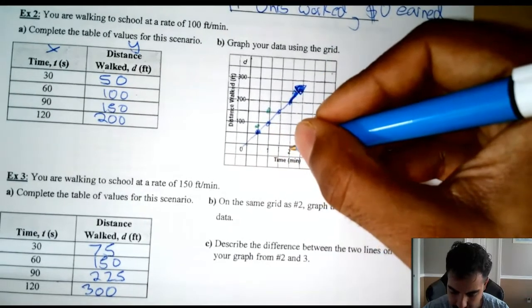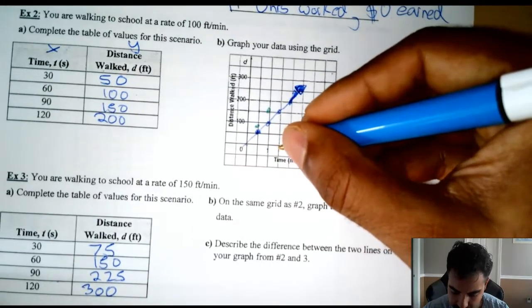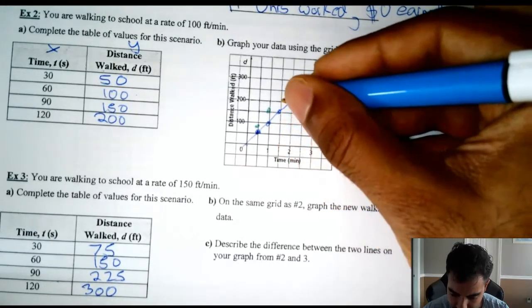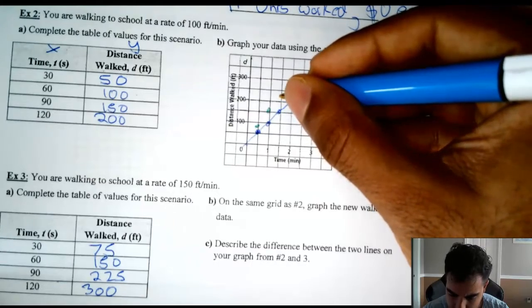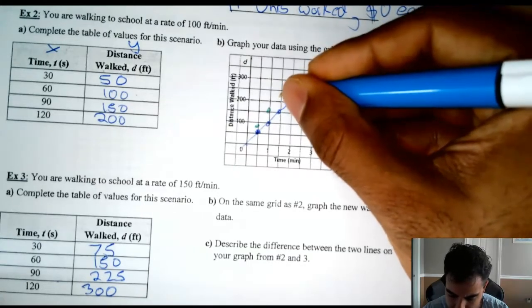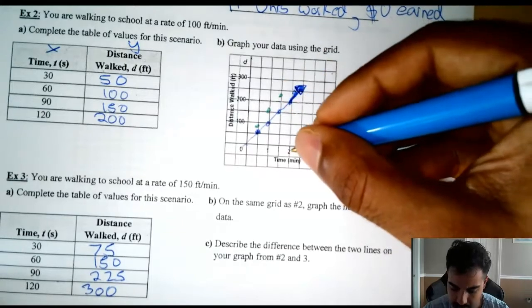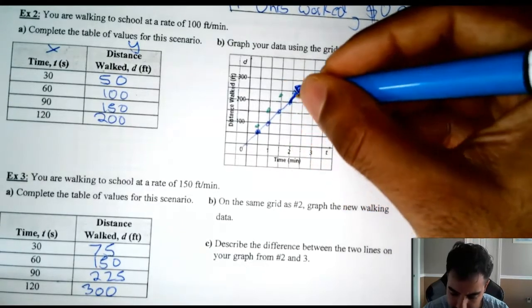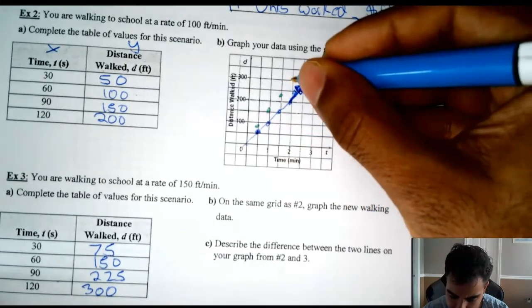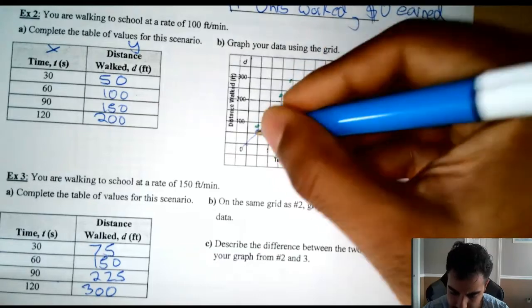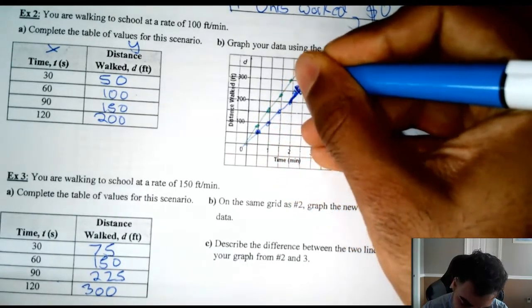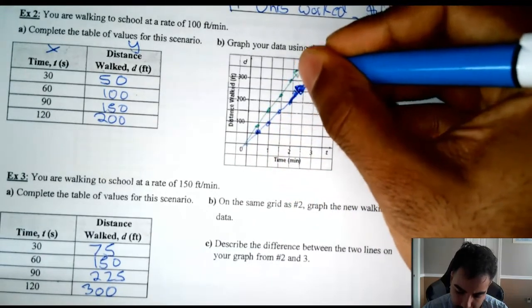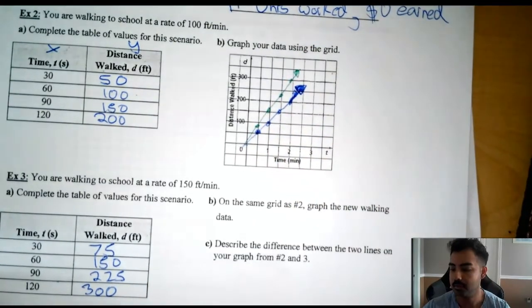And then at 2 minutes, oops, I skipped 90 seconds. And 90 seconds is 225. Right about here, I think. This is 250, so 225 in the middle here. And then finally at 2 minutes, we got 300. So way up here. There we go. Then you can connect the dots using a ruler. There you go. Okay, so that one's done too.